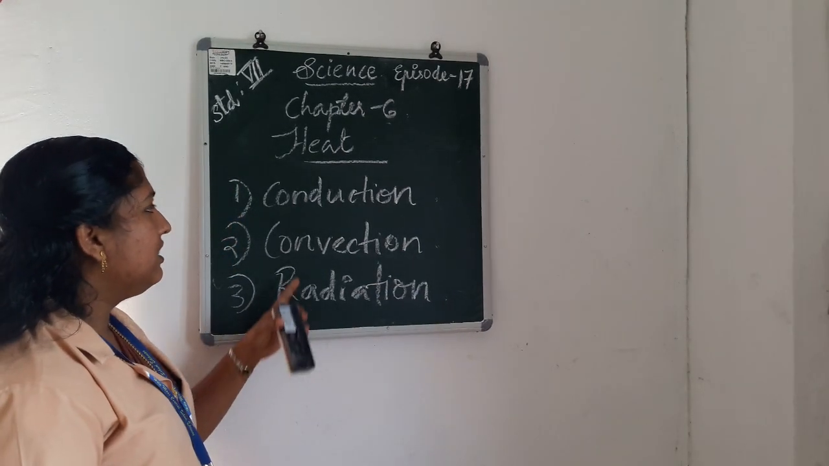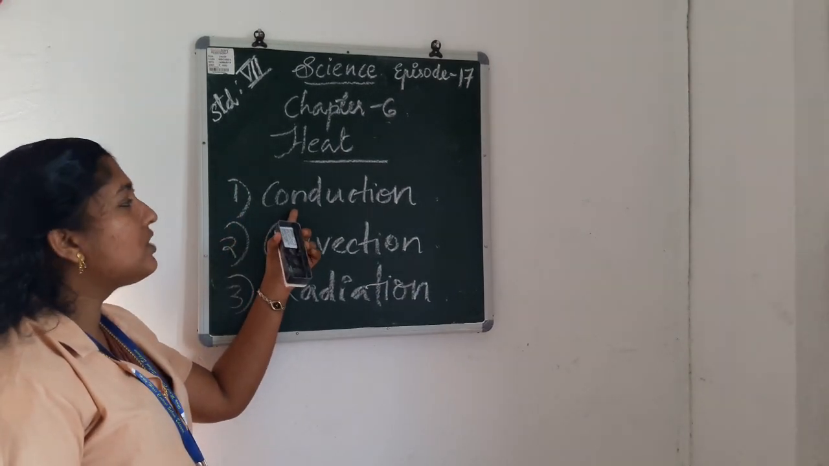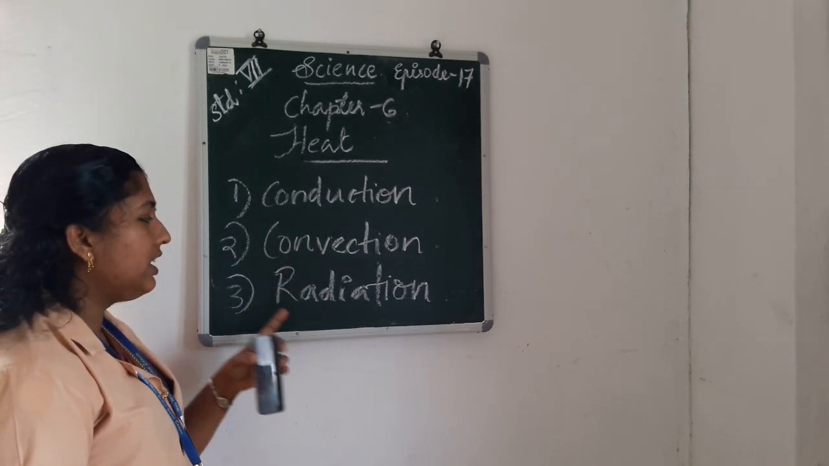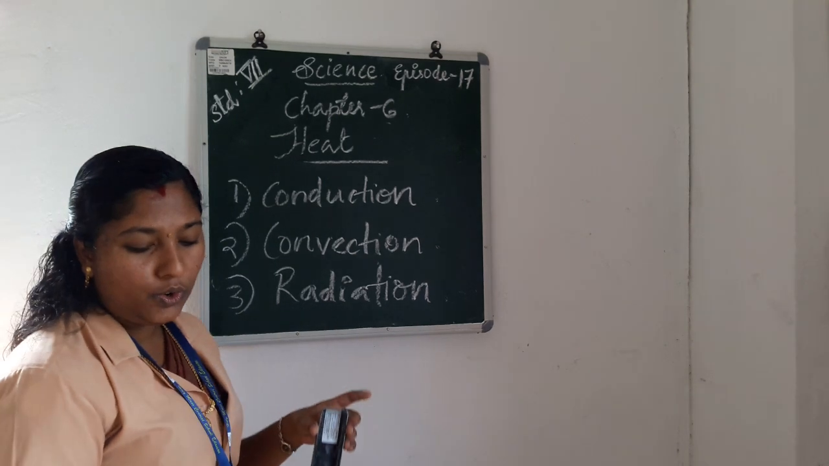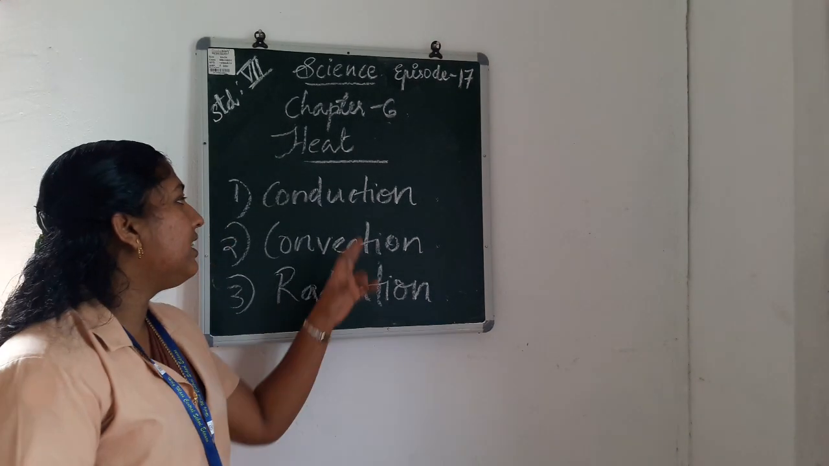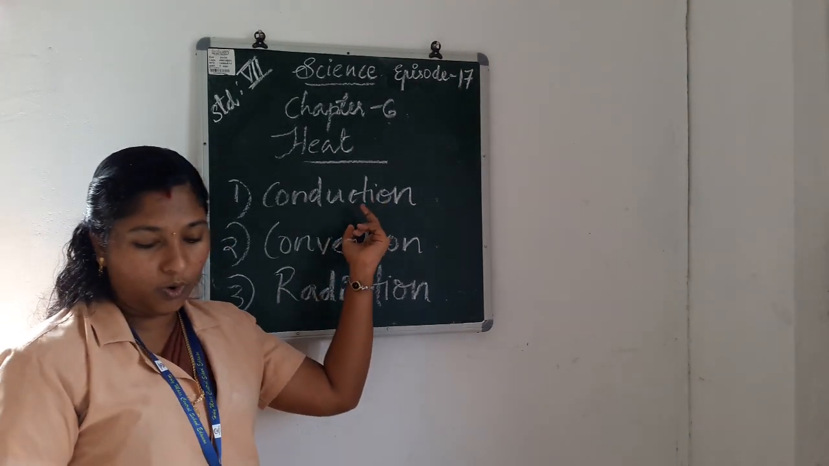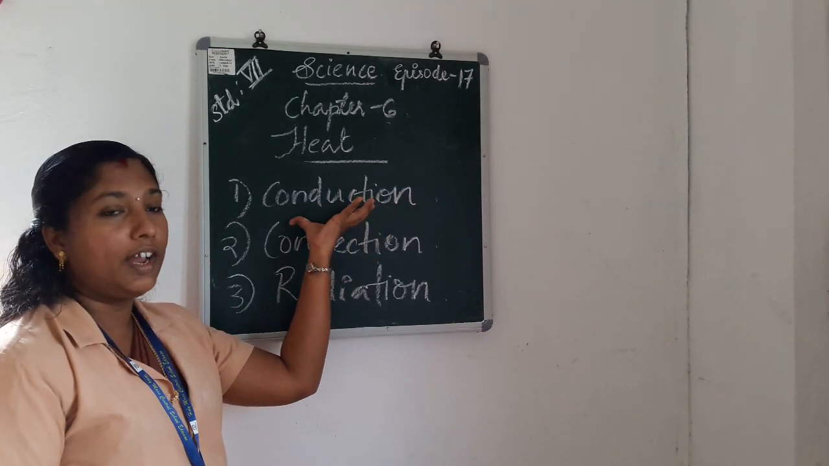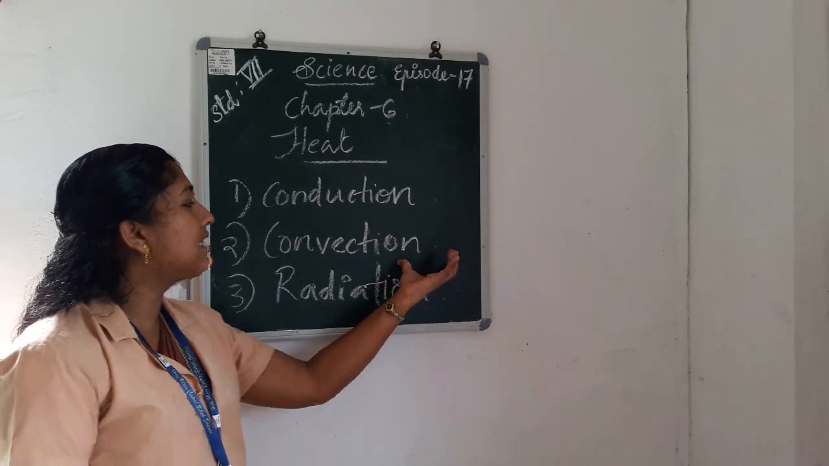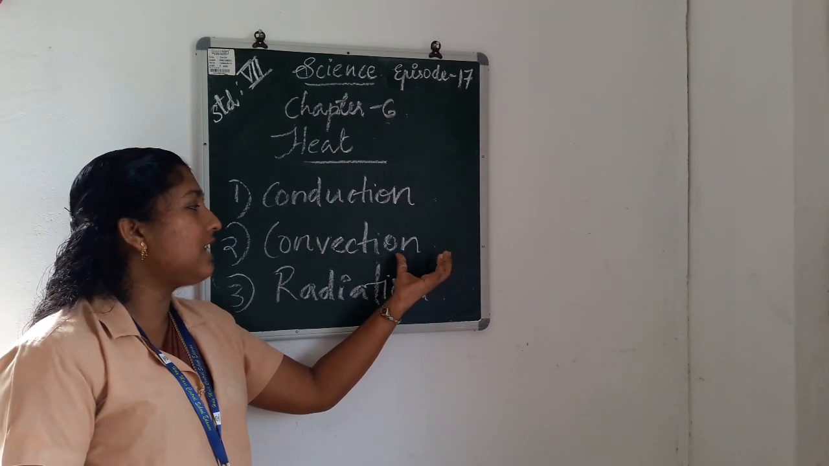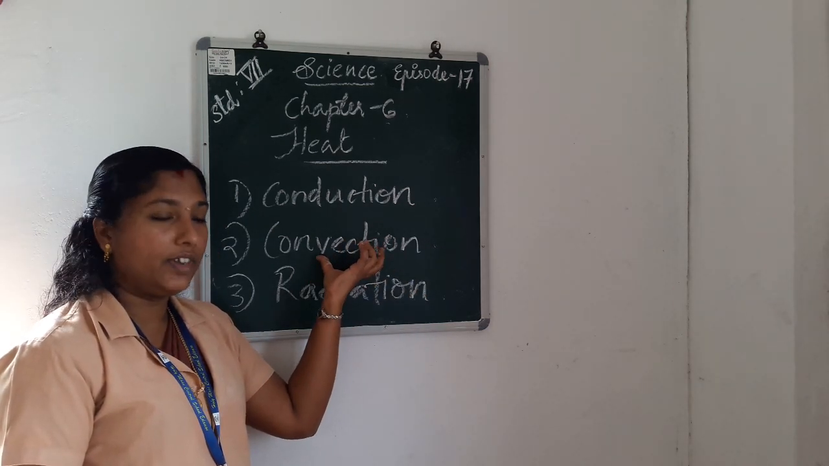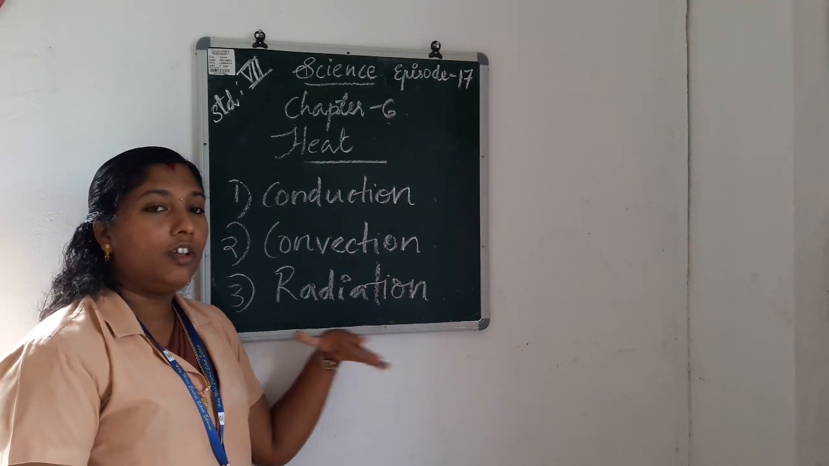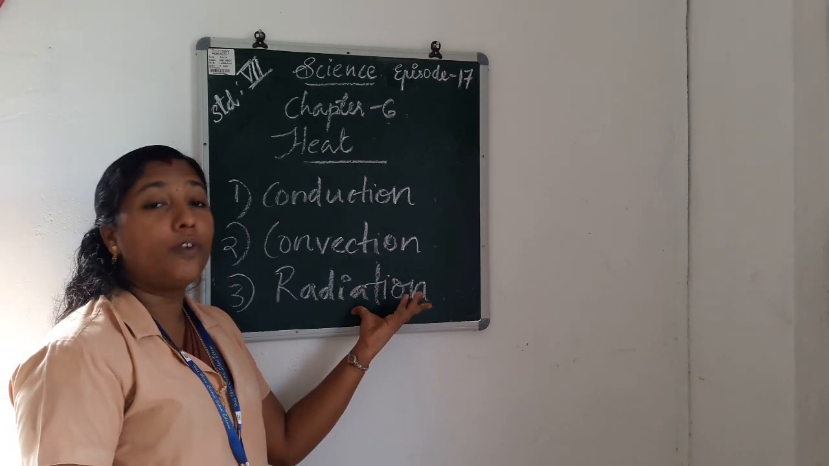Third one, radiation. There are three ways through which heat transfer takes place: conduction, convection and radiation. Do you know what you mean by conduction? Conduction takes place in all solids. In all solids, heat is transferred through conduction. In liquids and gases, heat transfer takes place through convection. In vacuum or free space, heat transfer takes place through radiation.